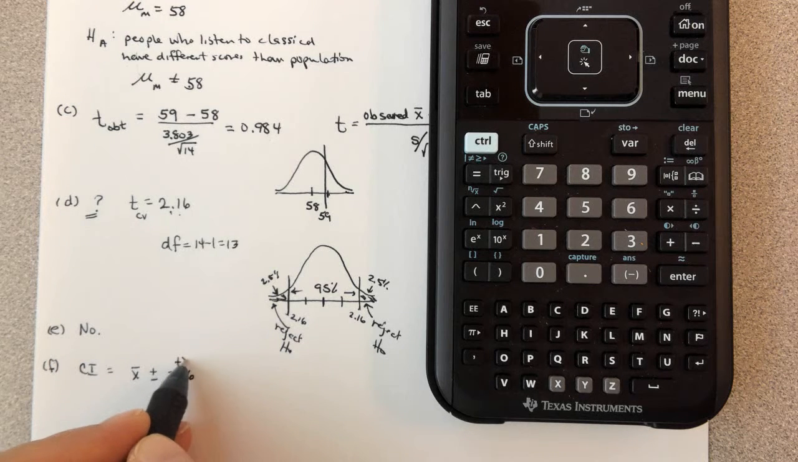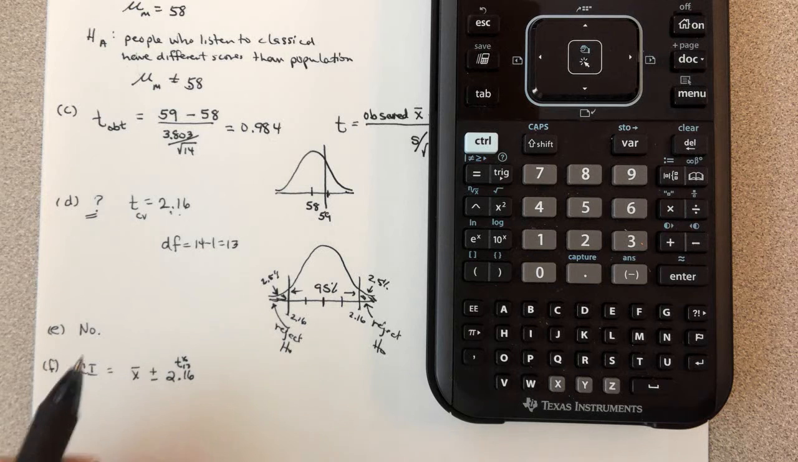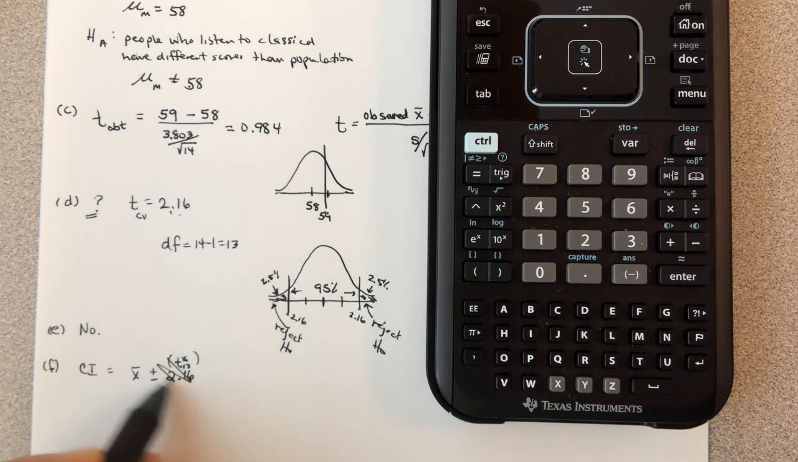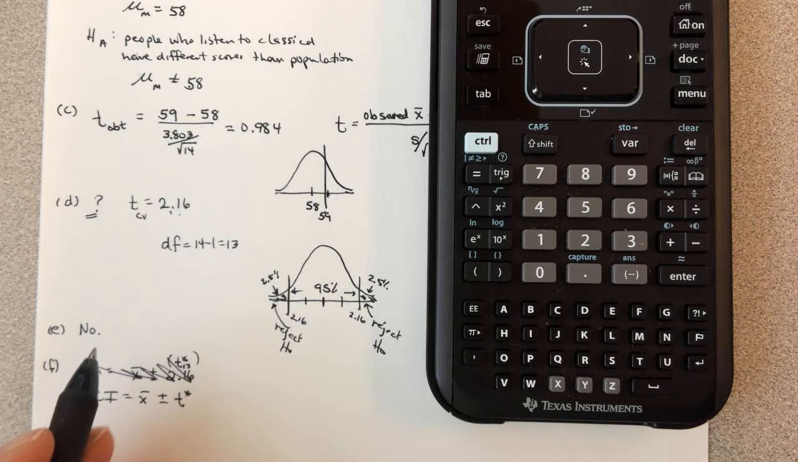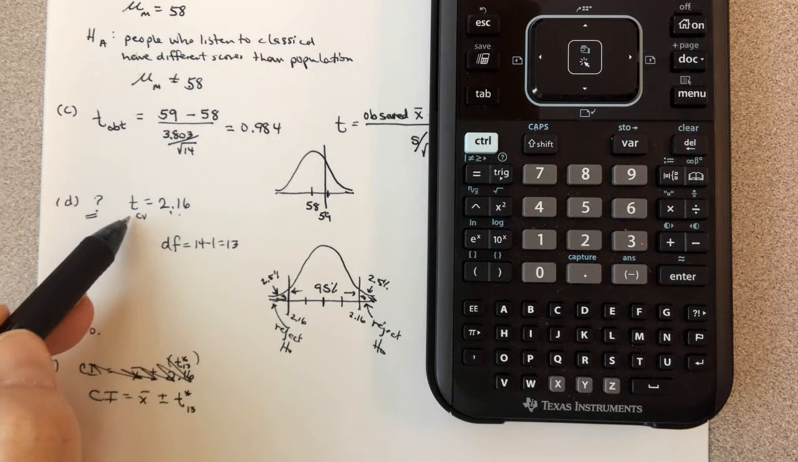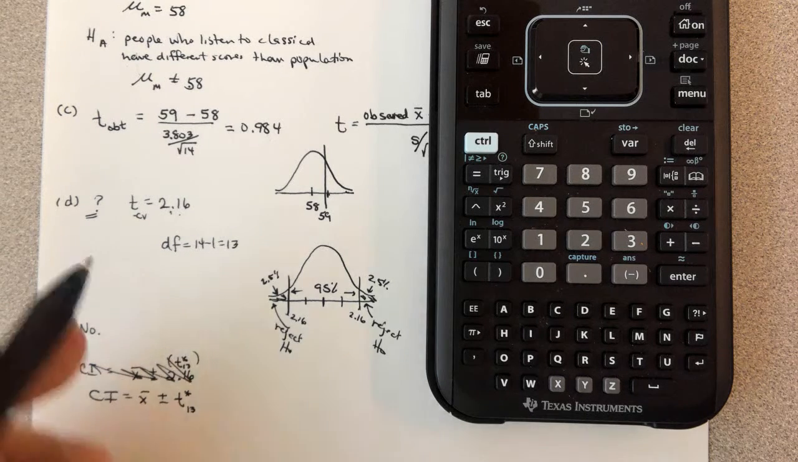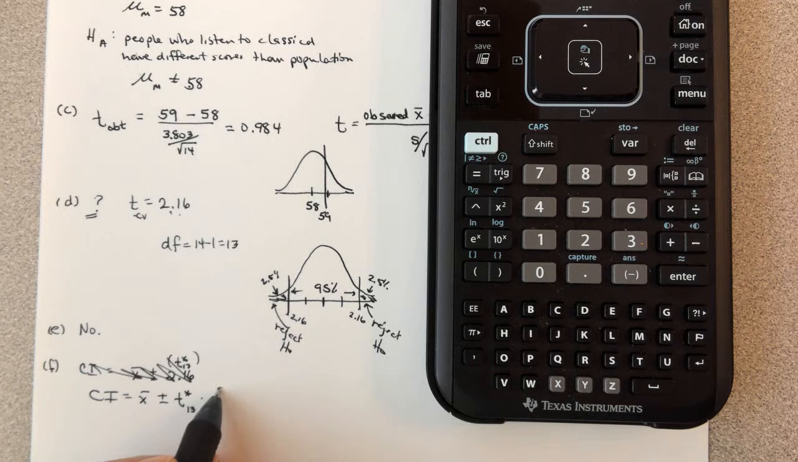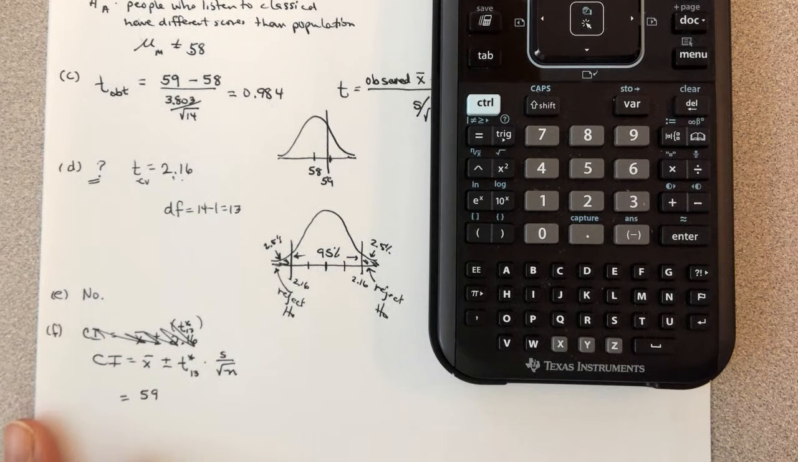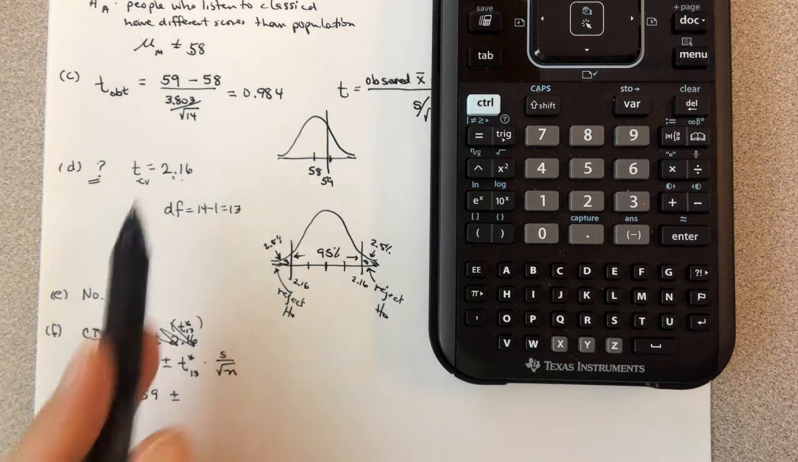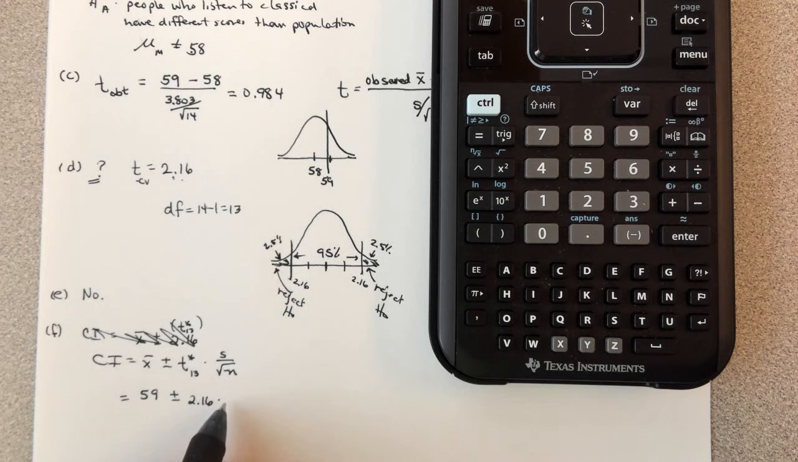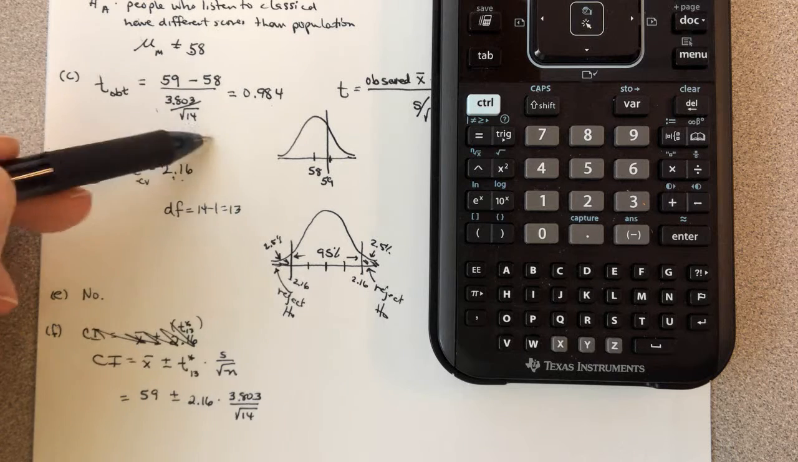So we call this T star, by the way, with 13 degrees of freedom. That's its label. Let me back up. Confidence interval is X bar plus or minus your T star, which they're calling the critical value T, times the standard error, which is S over square root of N. So we know that the mean is 59, plus or minus the T star for 95%, which should be 2.16, times the standard deviation of the sample, which is 3.803, over square root of N, which is 14. So we're reusing this packet right here for this.